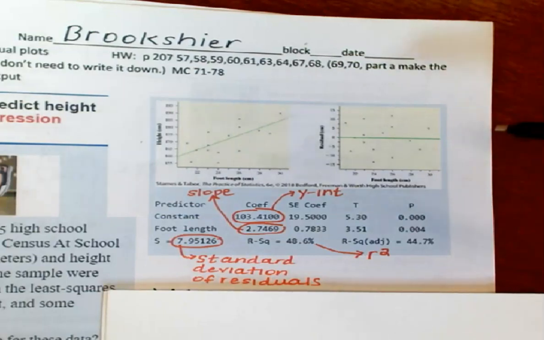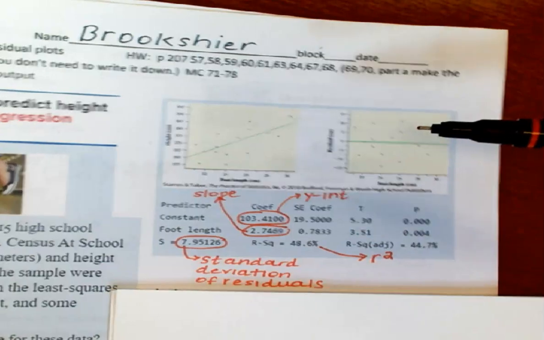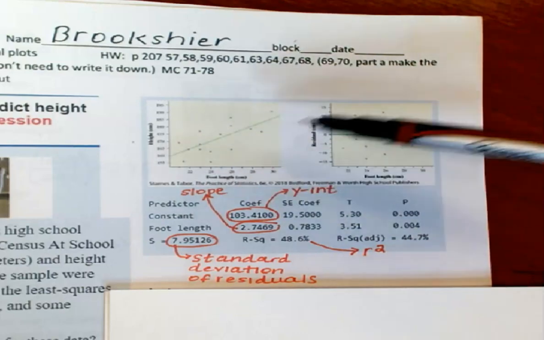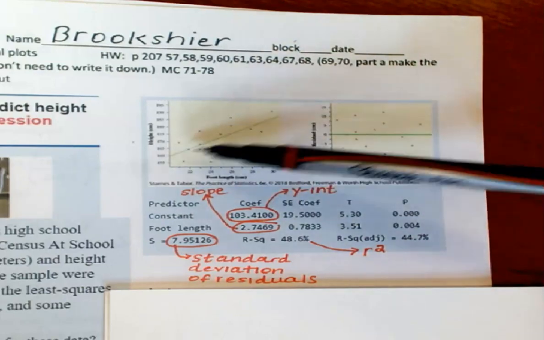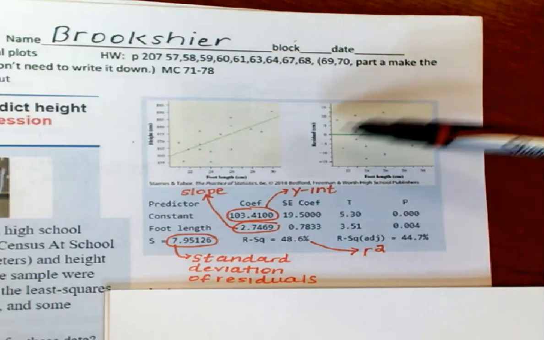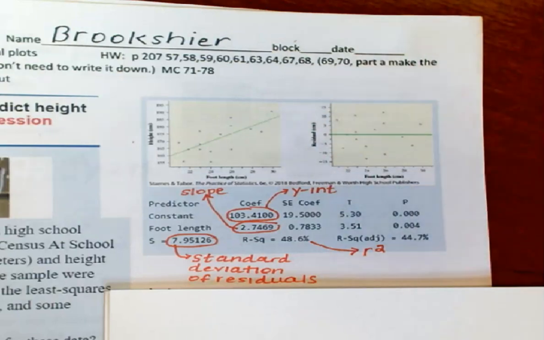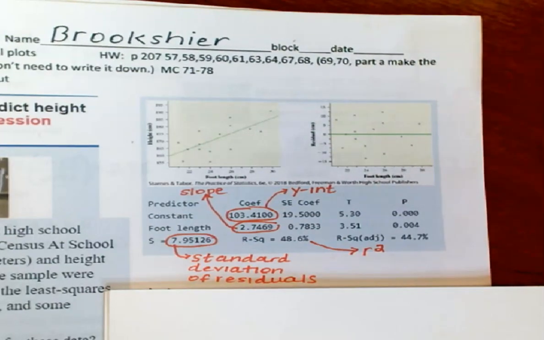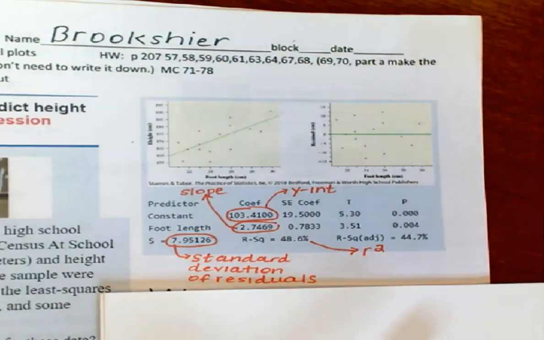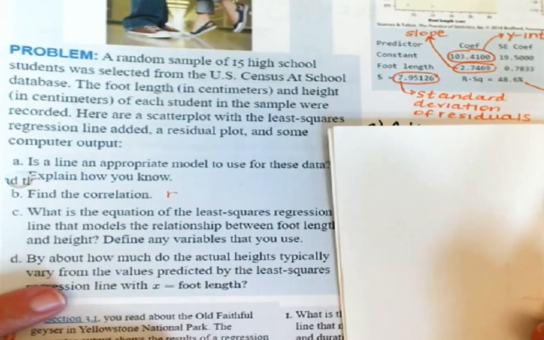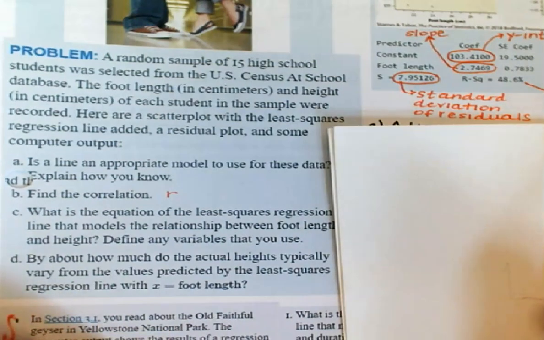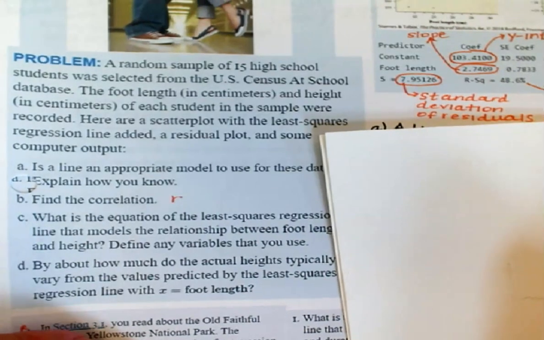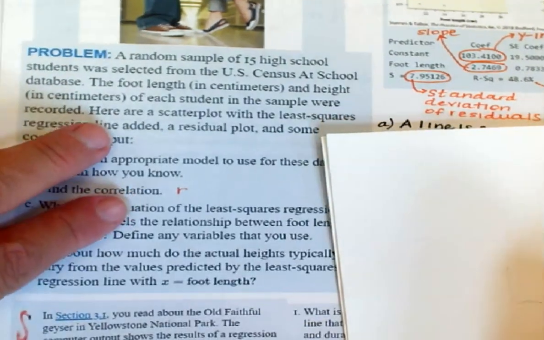Does this data look like linear is the best way to describe it? If you look at this, the scatter plot looks pretty good, going through the middle of most of the points. The residual plot also looks good. There's no curvature, you've got points evenly distributed. So let's answer some questions down here. Is a line an appropriate model to use for this data? Explain how you know.